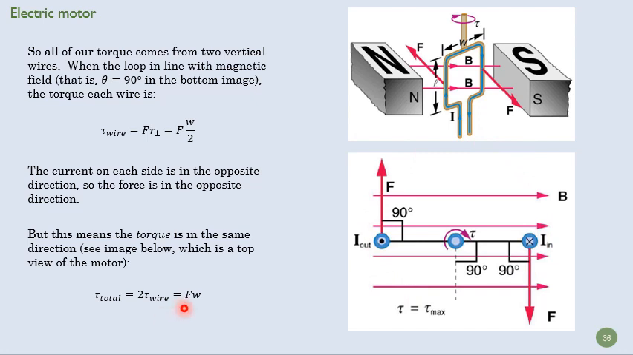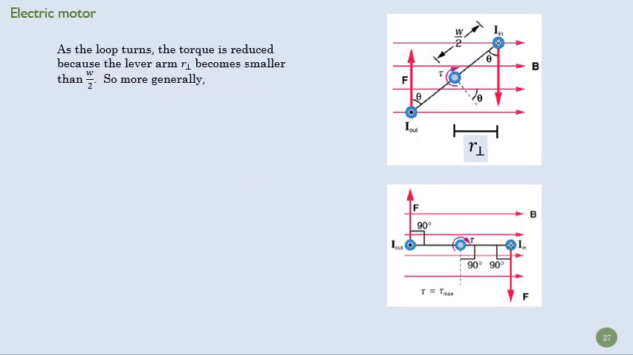So our torque is actually the force times the width here, which is going to be our perpendicular lever arm, okay, which should be W over 2 for one wire, but when we multiply it by 2, it becomes that whole length. And our torque total becomes the force times the width of that rotor, or the width of our loop. As the loop turns, that torque is reduced, right?